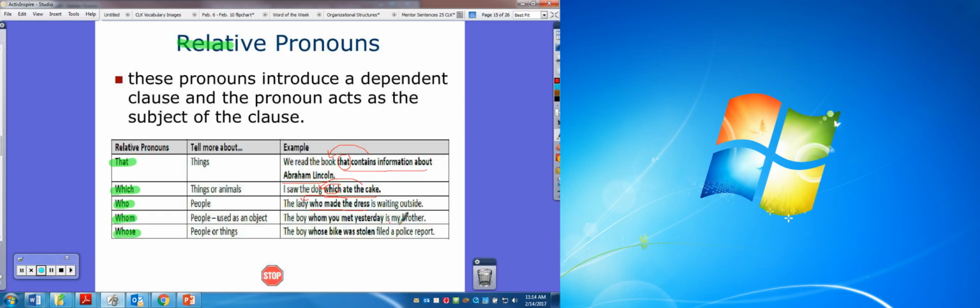The boy whom you met yesterday is my brother. Whom you met yesterday. Is it telling more about boy or brother? This is a tricky one. In this case, look at the word it's directly by. The boy whose bike was stolen filed a police report. Our dependent clause, whose bike was stolen, is telling more about the report or the boy. If you said boy, you are correct.